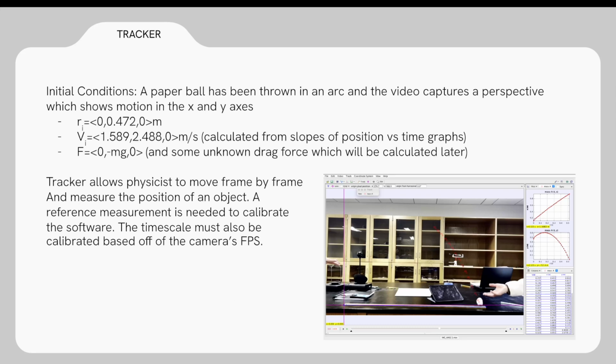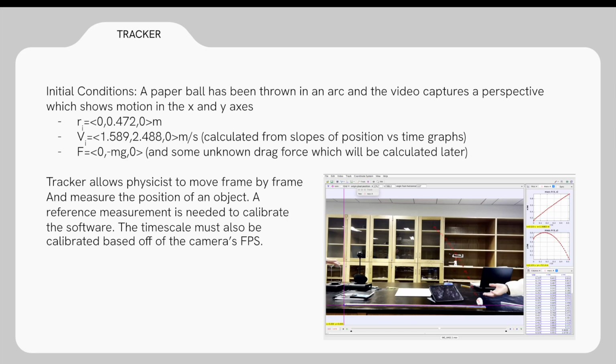Now, using Tracker, I was able to move frame by frame and measure the position of the paper ball. A reference measurement is needed to calibrate the software so it knows how far the object is moving, and the time scale must also be calibrated based off the camera's FPS so it knows how much time is changing between each frame.